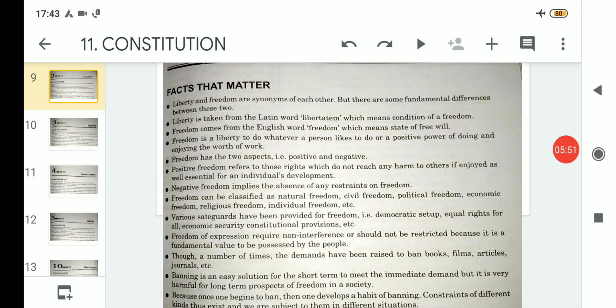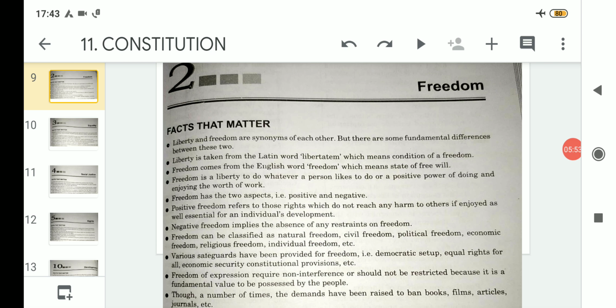Clear? Now, coming to the next point, various safeguards have been provided for freedom, that is democratic setup, equal rights for all, economic security, constitutional provisions, etc. That means safeguards have been provided for freedom. That means if we are given freedom through our constitution, safeguarding has also been provided.